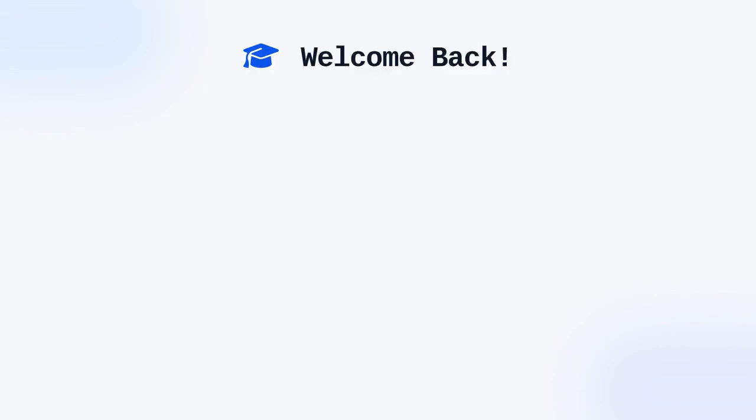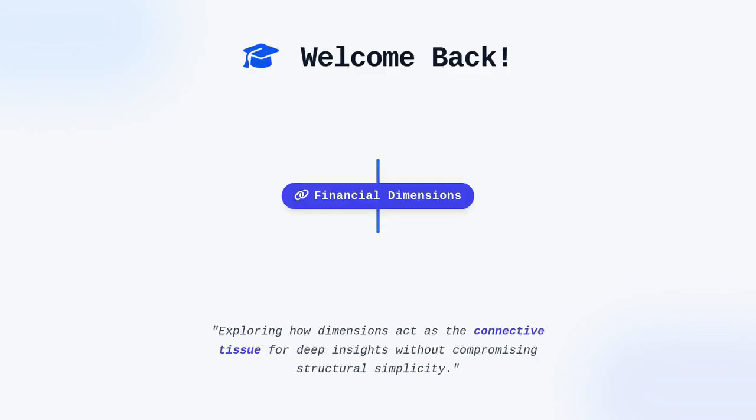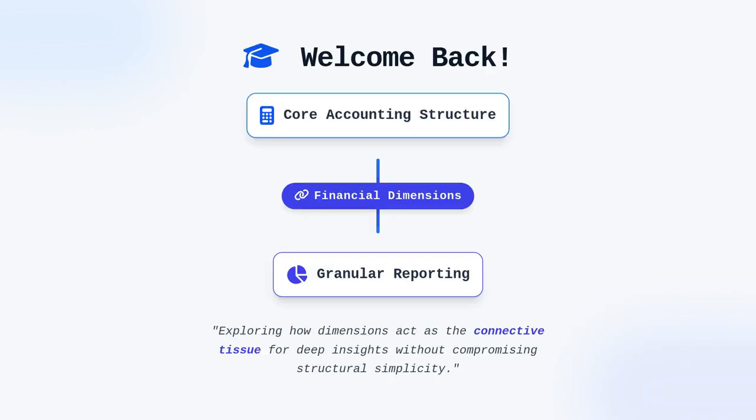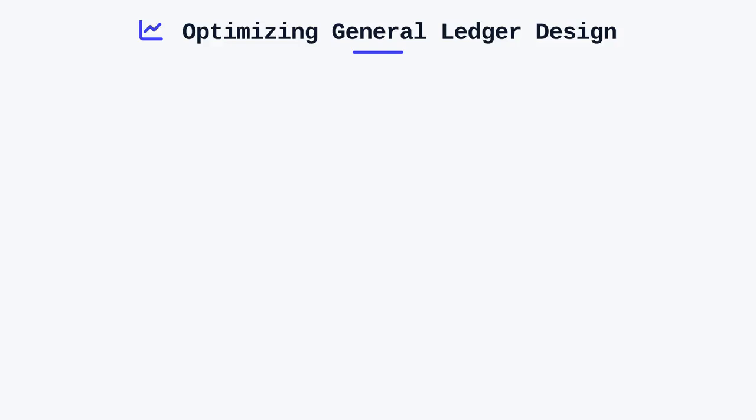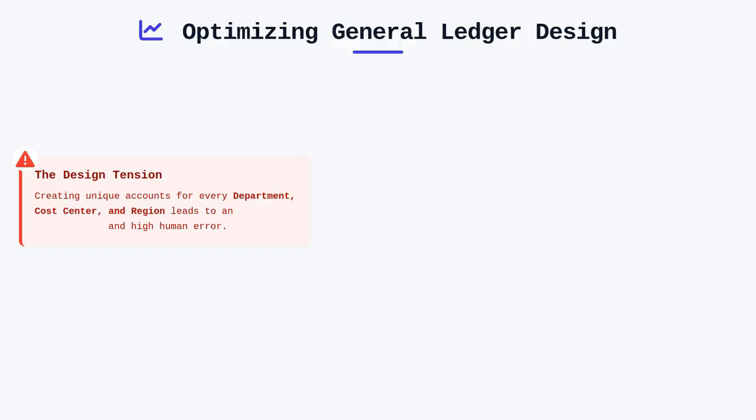Welcome back. In this lesson, we explore how financial dimensions act as the connective tissue for granular reporting without overwhelming your core accounting structure. When we approach the design of a general ledger, we often face a tension between the need for detailed reporting and the desire to keep the chart of accounts manageable. If we create a unique general ledger account for every department, cost center, and geographic region, the account list becomes unworkable and prone to human error during data entry.